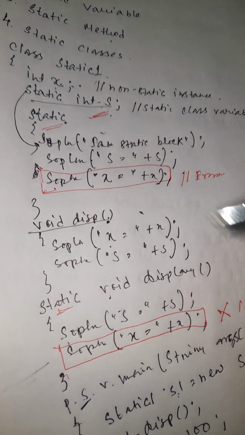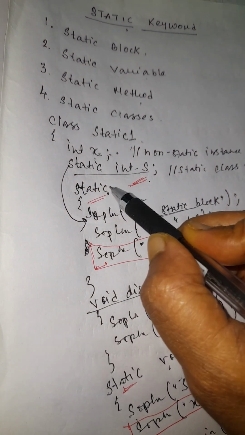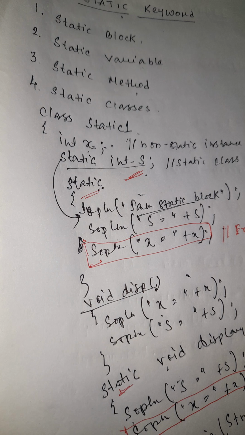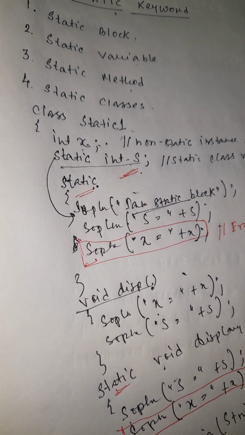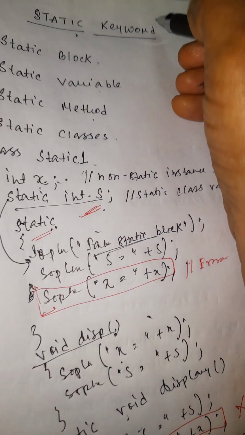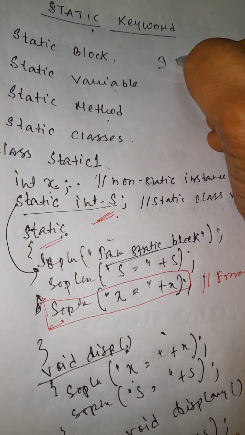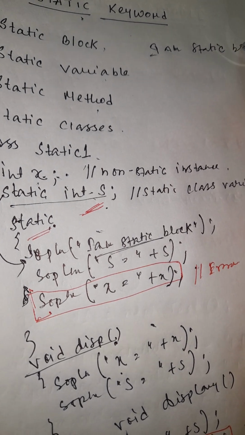So when you execute this program, first your output will be "I am a static block." A static block needs no call by any object or method. When your class loads, this static block will execute automatically. So what will be my output? First output will be "I am a static block."